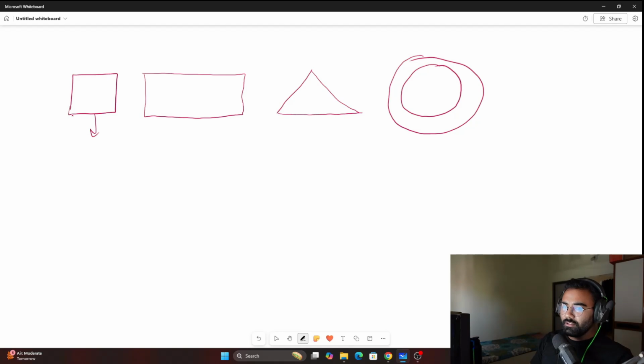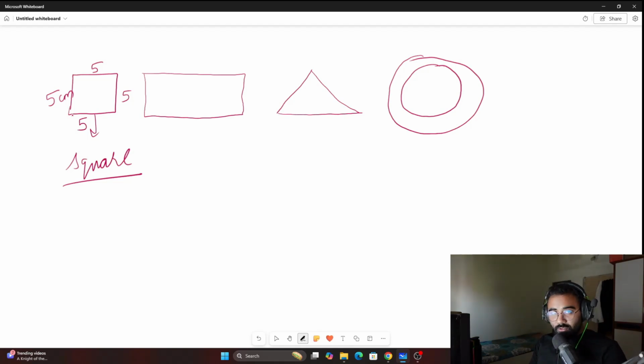We are going to start with square. Square is a 4-sided polygon. All the sides of a square are equal. Meaning if this square, let's say, is 5 centimeter, this will be 5, this will be 5, and this will be 5. All the sides of a square have equal measurements. So if I had to calculate perimeter, that is measurement of its surroundings, what would it be? I'll simply add all the sides, that is 5 plus 5 plus 5 plus 5. What would that give you?